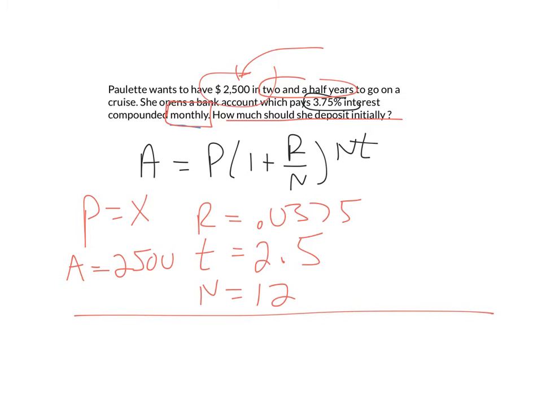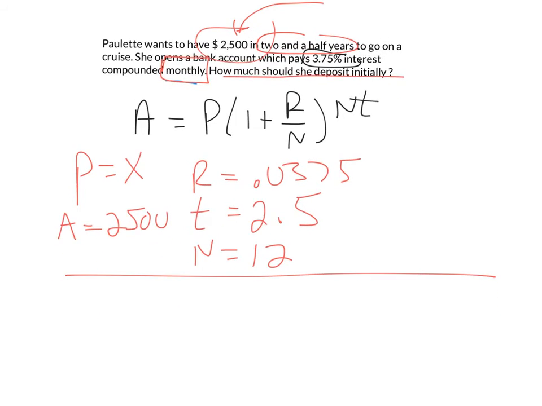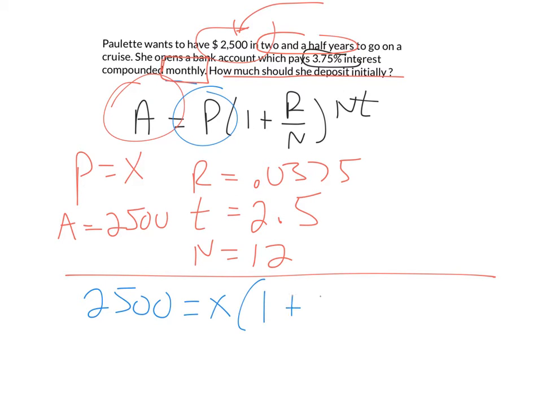So here I'm going to substitute into interest formula number 1. And I'm going to be left with A, that's going to be the $2,500 that she wants. That equals letter P, the principal, which is going to be the X, times 1 plus 0.0375 over 12 raised to the 12 times 2.5 power.